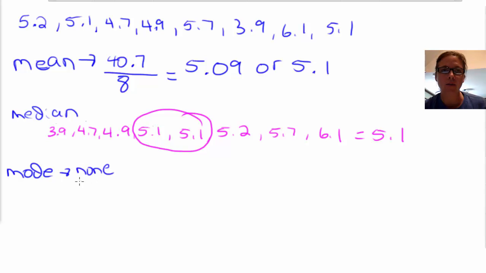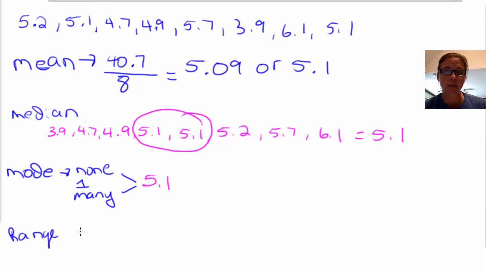Okay, the mode. With mode, you could have none, you could have one, or you could have many modes. And I'll kind of explain that. Remember, mode is the one that comes up the most. So this one is 5.1, because all of these are just once, and 5.1 is twice. If all of them are the same, so if there was only one 5.1, you would say there's none. Now, if there was another 5.2, you would say 5.1 and 5.2. There could be more than one mode, or there could be no mode.